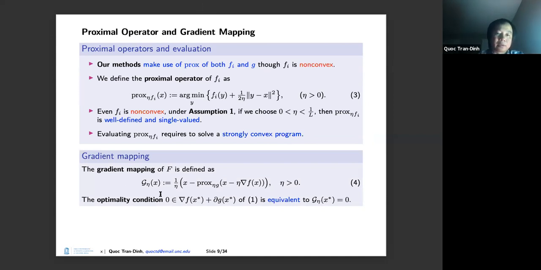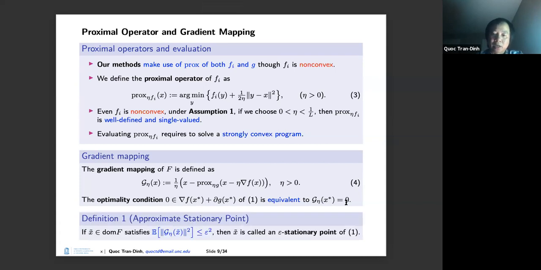And then we define the gradient mapping, which is basically some sort of mapping to characterize the optimality conditions. Whenever a point x star is a stationary point of the problem, then the gradient mapping at that point will be 0. So the goal is to approximate this point. We approximate it in terms of the norm of the gradient mapping being small in terms of the expectation. The expectation is taken over all the random maps that we generated by the algorithms.